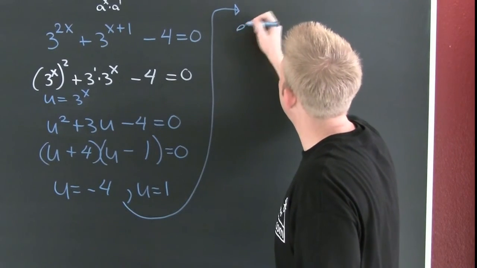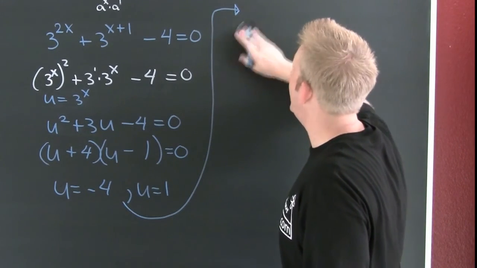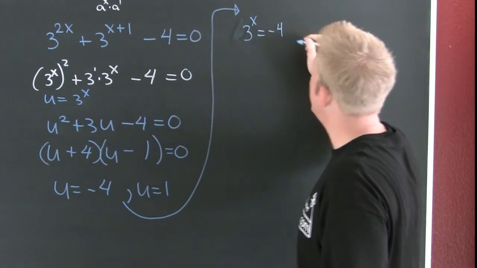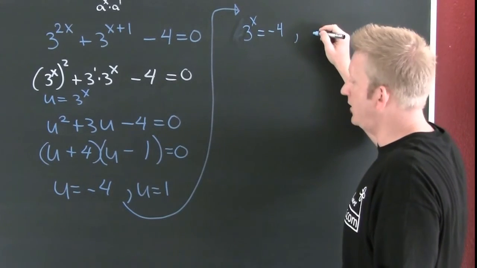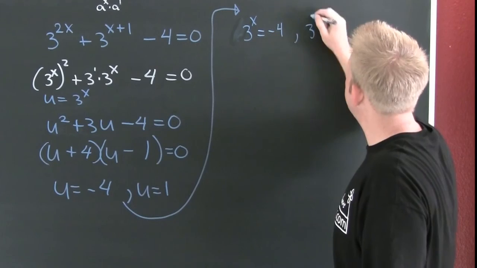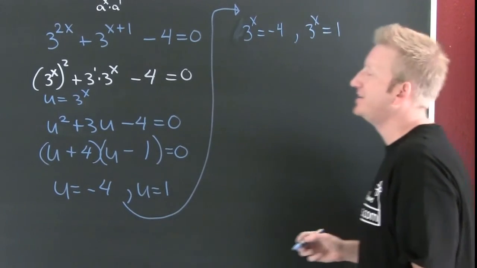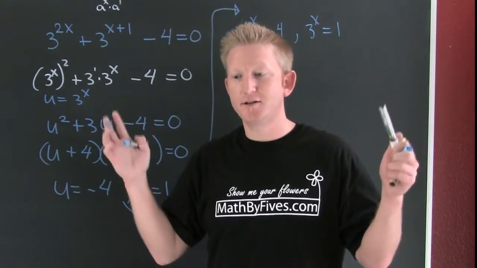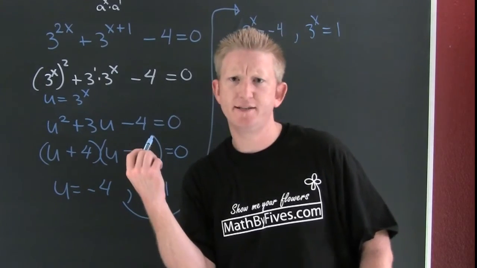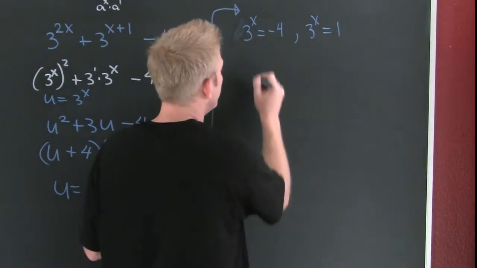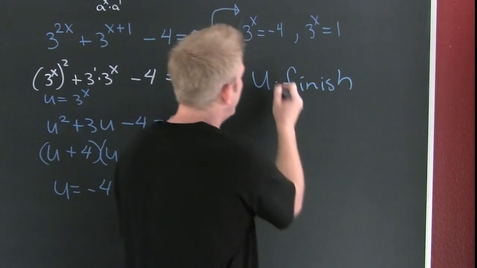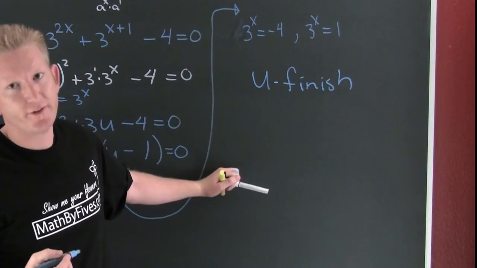So then this is going to be 3, not e, but 3 to the x is equal to minus 4. Or 3 to the x is equal to 1. Now use the examples from the previous talk, well, the regular round, not this bonus round, to finish. You finish. Provide your own box and your own flower.